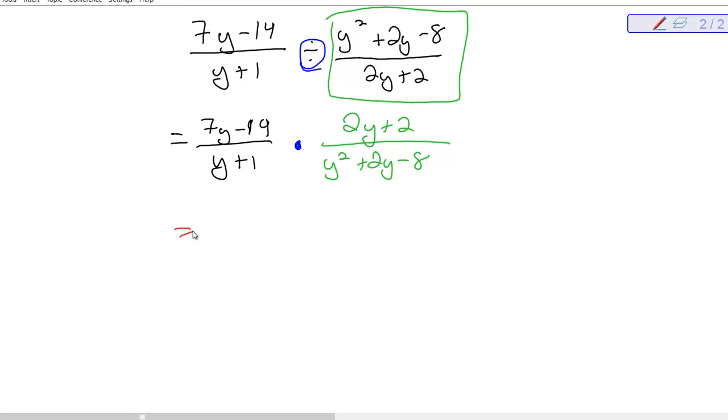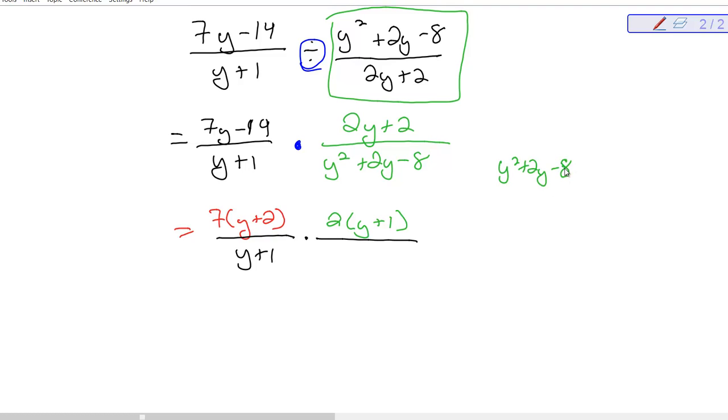So for the first one, numerator, we're going to factor out a 7, which leaves me with y plus 2. The denominator is already in factored form. Times the second fraction, the numerator, I can factor out a 2, which leaves me with y plus 1. The denominator, I'm going to come off to the side and say y squared plus 2y minus 8. I need factors of negative 8 that add up to a positive 2. That's going to give me a negative 2y and a positive 4y.